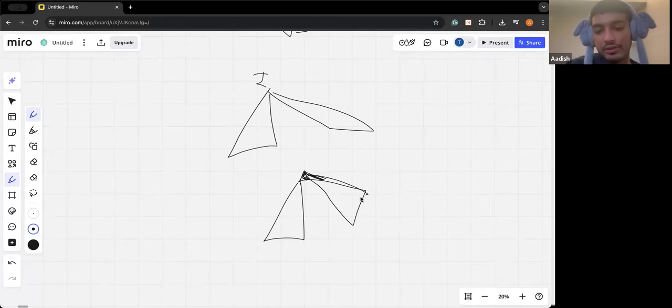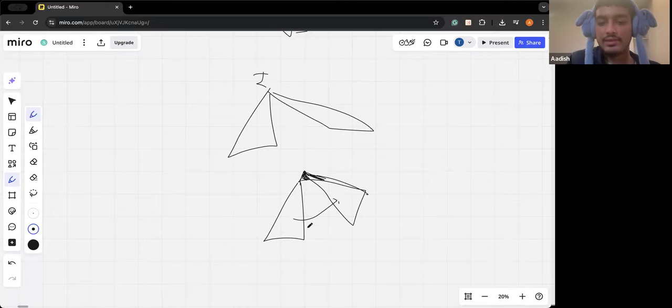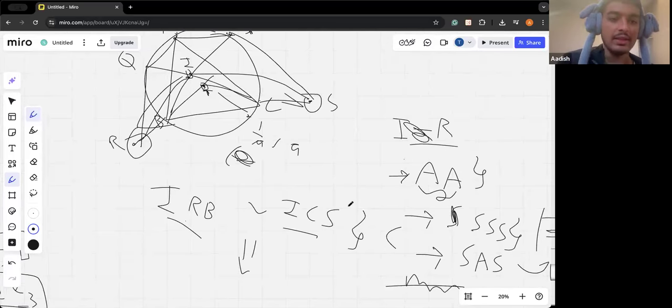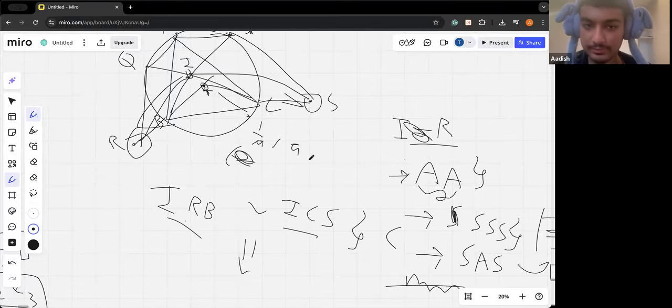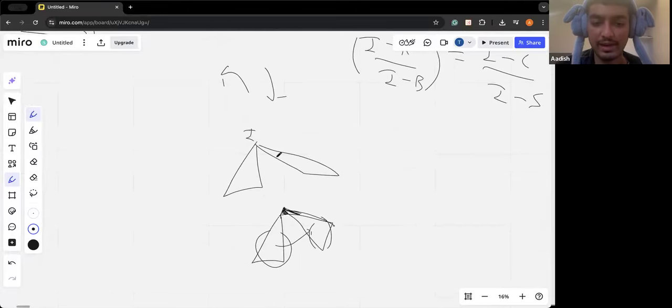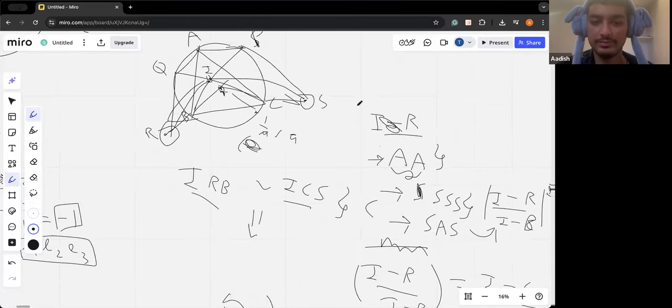If you have two triangles that are similar and share a common point, what does that make you think of? Spiral similarity. Yep. So at this point, you can do a rotation that sends this triangle to this triangle, rotation plus a scaling because they're similar. So in fact, I is the spiral center that sends RB to CS. Everyone with me? I is the spiral center that sends RB to CS.